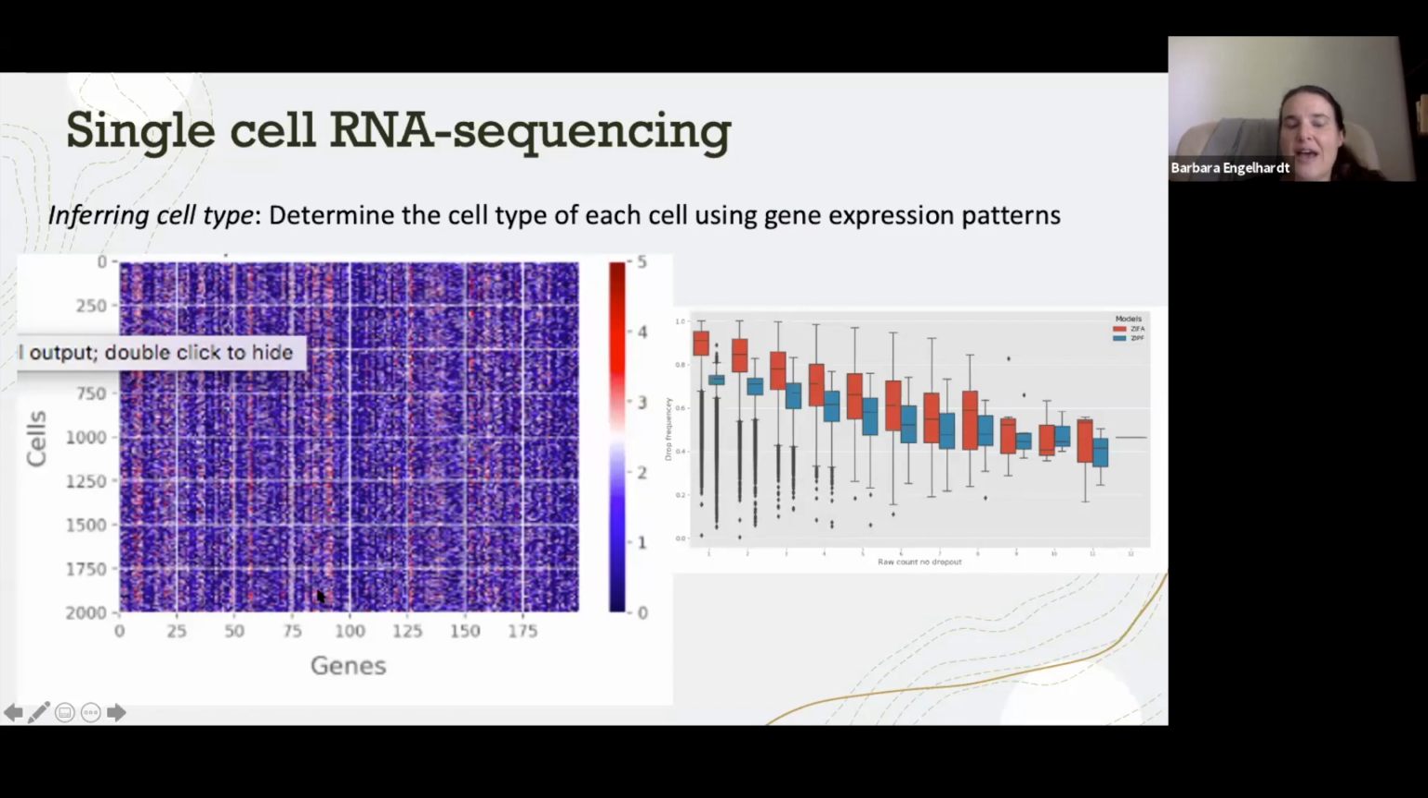Whereas the cells and genes in this matrix should actually be fairly dense, because there's usually a low proportion of RNA in each of the cells, we get a lot of zeros just because we can't sample every single piece of RNA in every single cell.